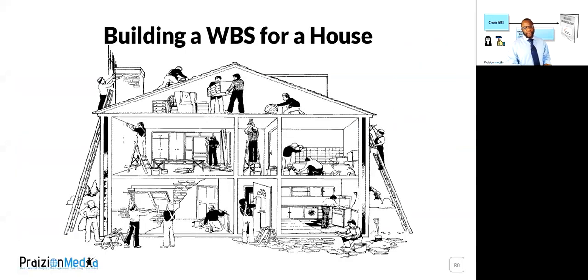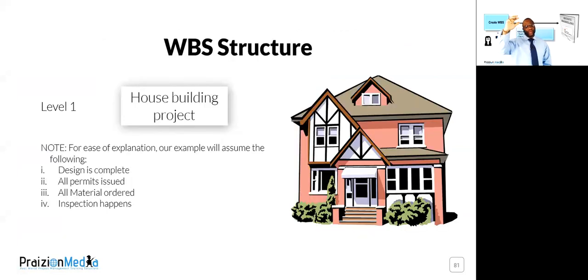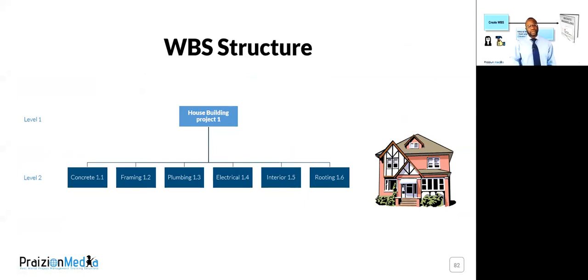And this one from the DOE is a house, building a WBS for a house. So we start off at the root node, level 1, the house building project. Then we go into level 2, concrete, framing, plumbing, electrical, interior, roofing. Now, those of you that aren't from the world of construction, like some of our friends on the call, you can still relate to how it's been decomposed. That's really what I want you to catch, the decomposition. It's being decomposed, okay?